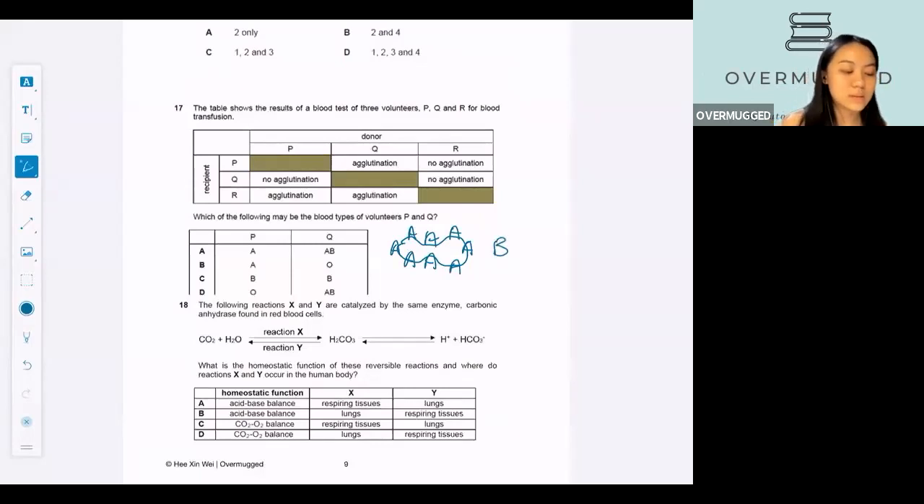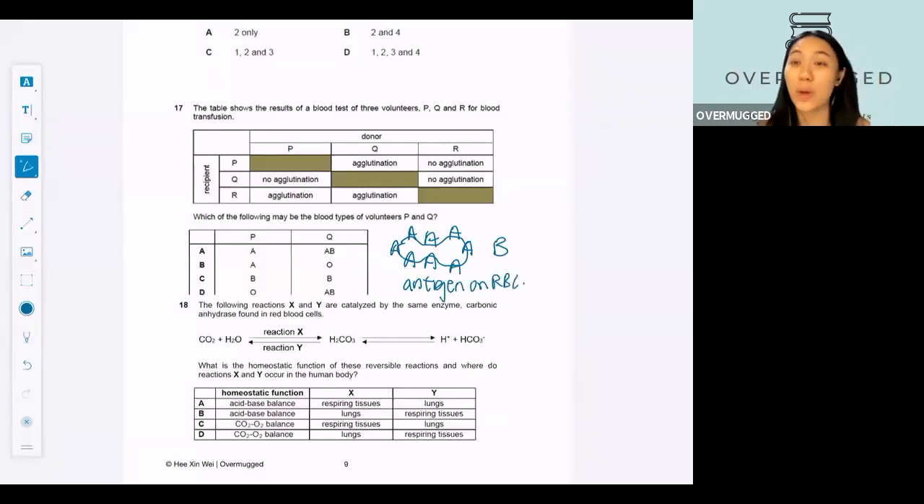So in this case, for the donor, you look at the antigen on the red blood cell. For those who have my curated notes, I mentioned this tip, right? Every time, for the donor, look at the antigen on the red blood cell, and for the recipient, look at the antibodies in the plasma. That is, I think, the best way for you to remember this. So just remember: donor, red blood cell; recipient, plasma. Okay?